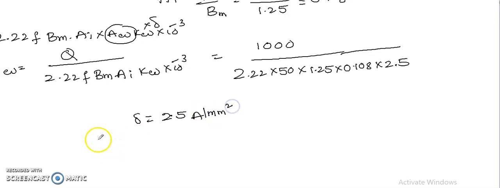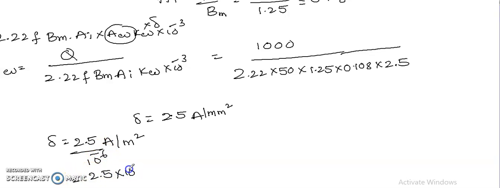So better to write here. So delta will be equal to 2.5 ampere. To convert millimeter square to meter square, I am dividing it by 10 to the power of minus 6. I am taking to numerator, that's why it's a plus 6. So plus 6 ampere per meter square. Substitute that. So it will become 10 to the power of 6, KW is 0.32 and one more is left out. What is that? 10 to the power of minus 3 as from the equation only it is.